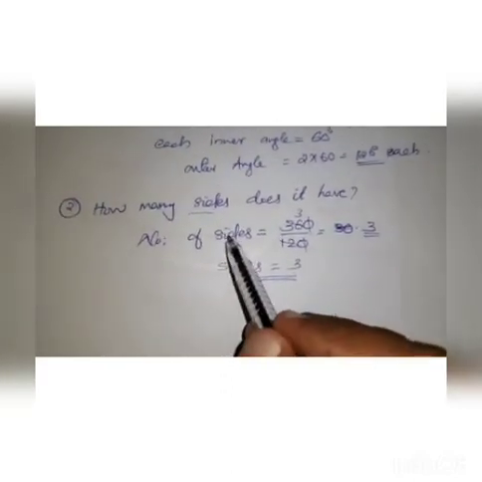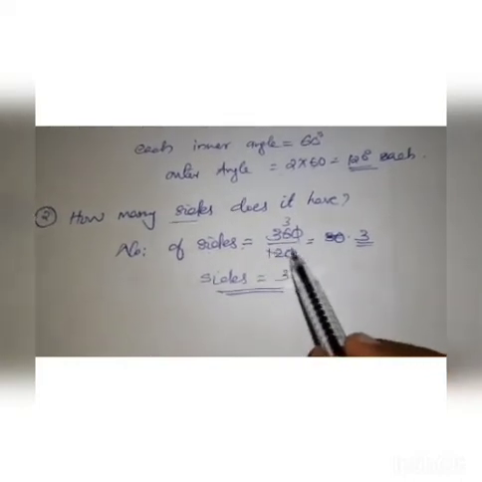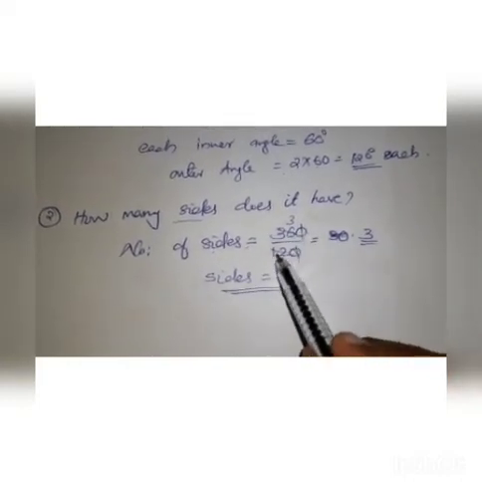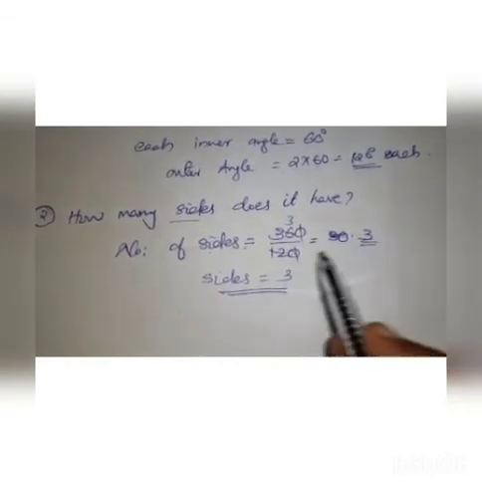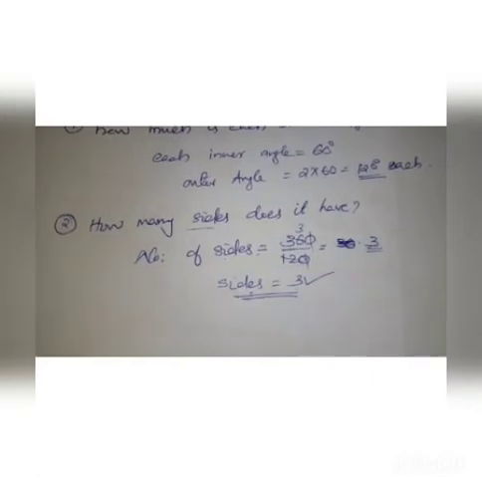Then find out the sides. Number of sides is equal to sum of outer angles divided by each outer angle. So 360 by 120. 0 0 cancel. 12 3s are 36. So you got the sides are 3.